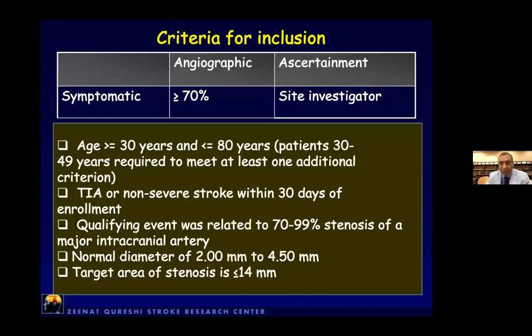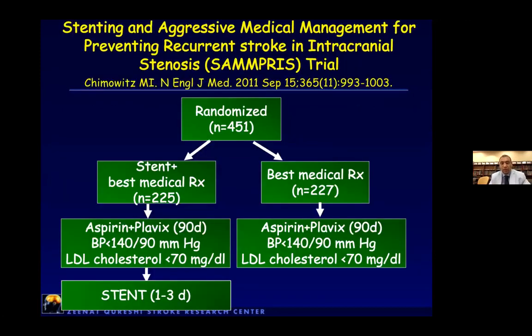The trial was looking at patients who had symptomatic stenosis. They had to have a transient ischemic attack or a non-severe stroke within 30 days of enrollment, related to intracranial stenosis that was 70 to 99% in severity. The trial was interesting in that there was a lot of emphasis on best medical management, which was to be done in both groups. The patients randomized to stent placement also had to get best medical management, and the group that did not get the stent was also randomized to best medical management.